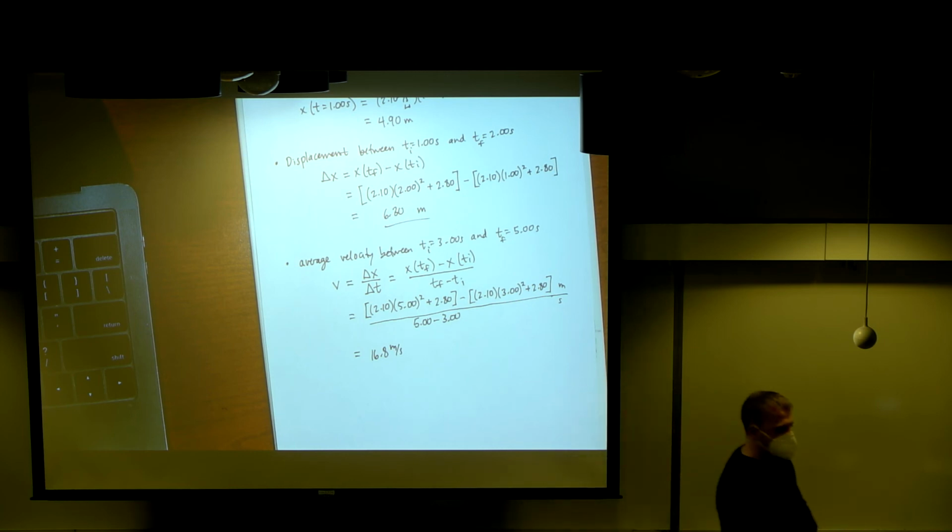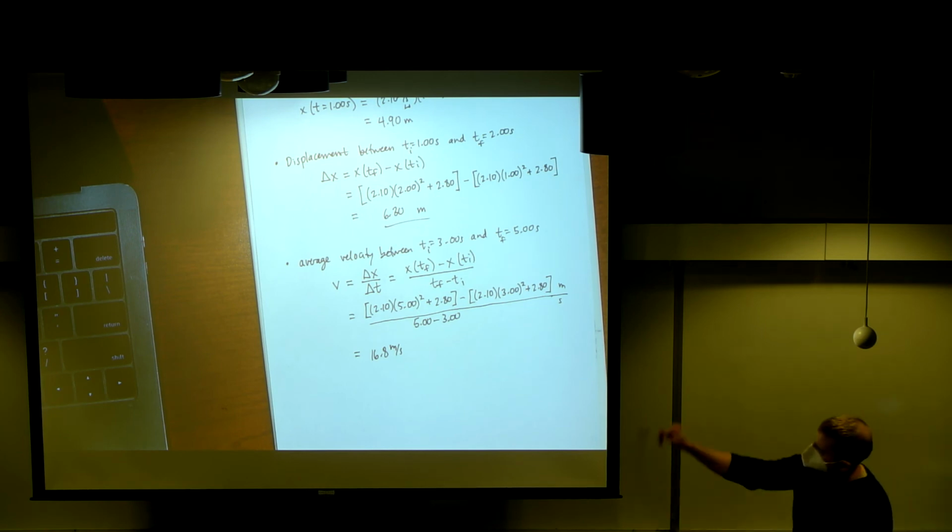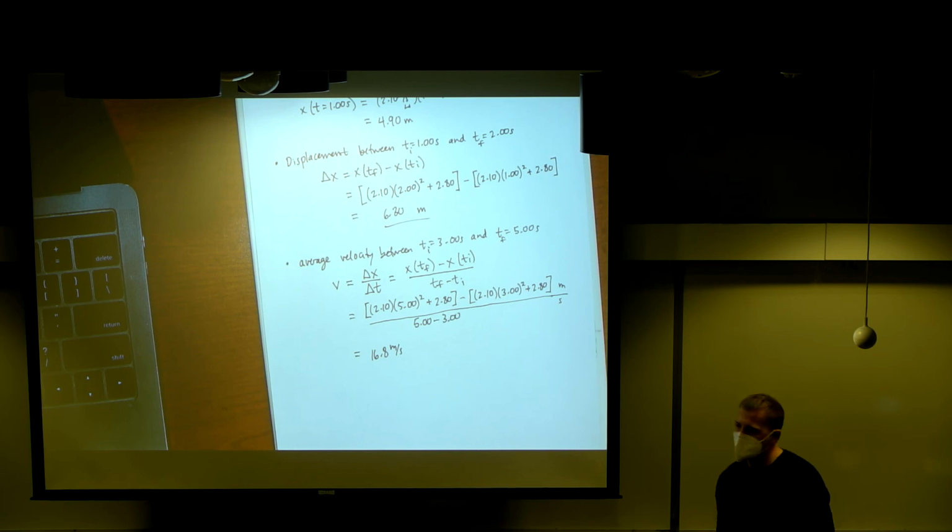Okay, so we have a function x of t. We can look at it on a graph. We can just do algebraic calculations like this, and we can say certain things about its velocity, its position, etc. Okay?